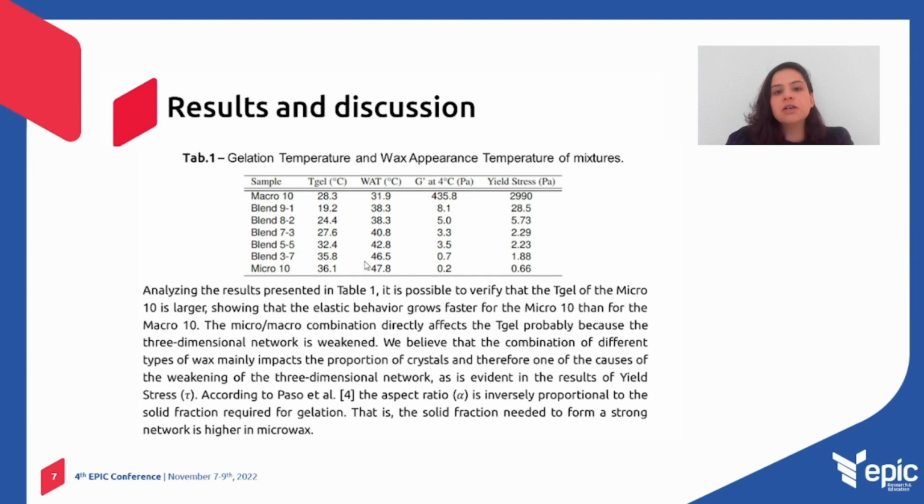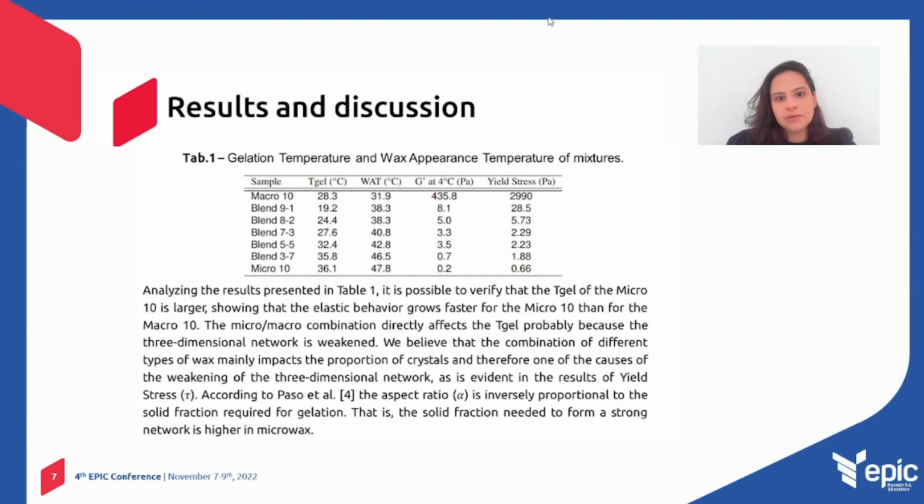This occurs because, based on the percolation law, the aspect ratio is inversely proportional to the solid fraction required for gelation. That is, the solid fraction needed to form a strong network is higher in the micro compared with the macro.